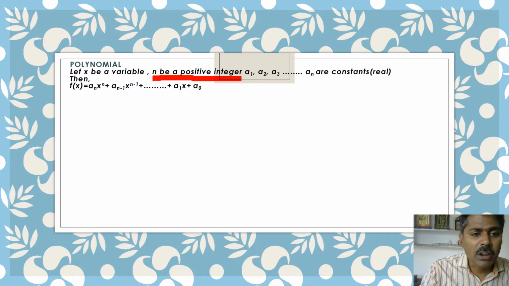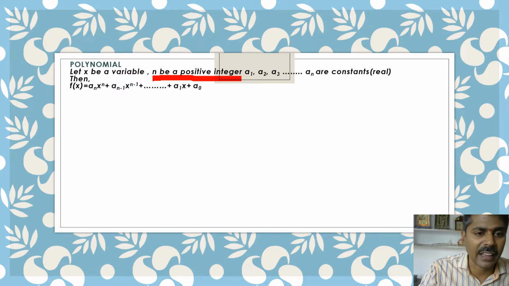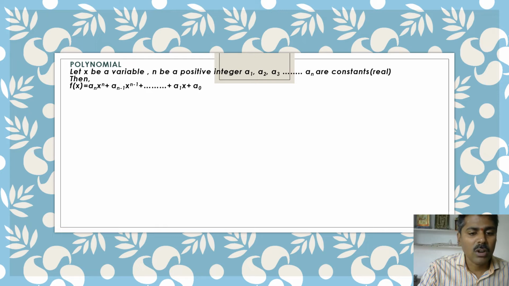And in the place of a0, a1, a2 and so on, an-1, you can take any real number, rational, even irrational also you can take. But in the place of n, you have to take only a positive integer. That you have to remember. Then only we can say that it is a polynomial.